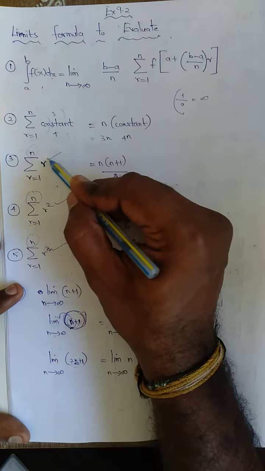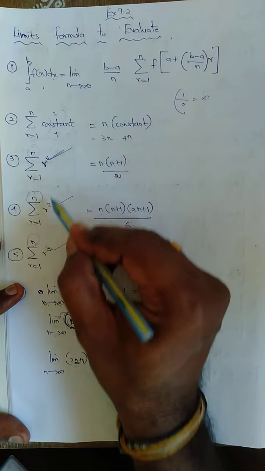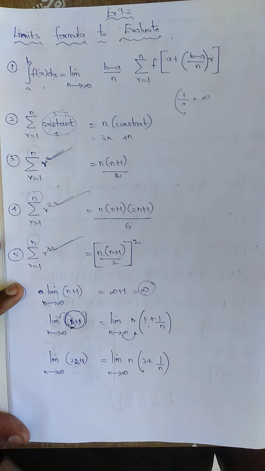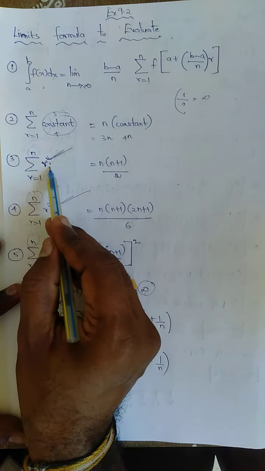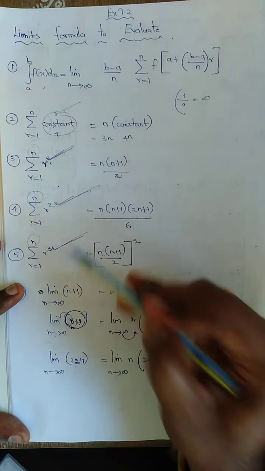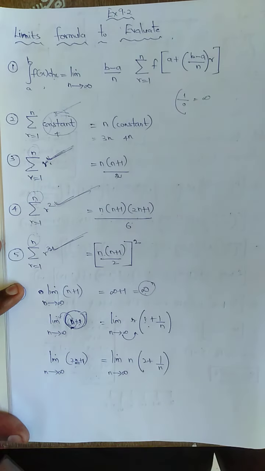Because we have formulas only for sigma r equal to 1 to n of r, r square, r cube and a constant, these four should be present inside a sigma. The remaining should be moved outside. Either constant, r, r square or r cube should be present inside the sigma. Anything else you can move outside.